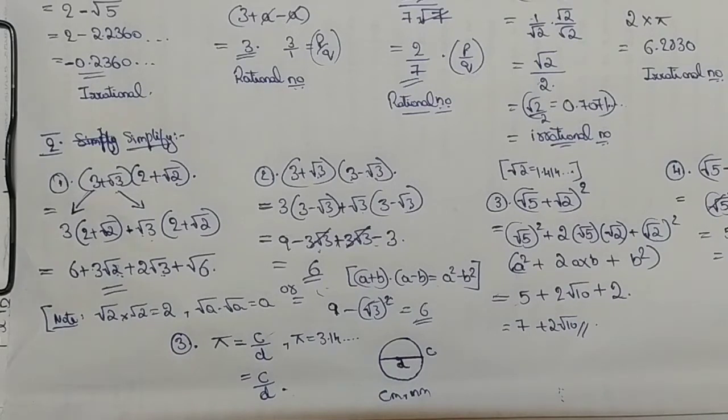And going to the next one, the fourth question is where we need to represent the number root 9.3 on a number line. The number root 9.3 is to be represented on a number line.